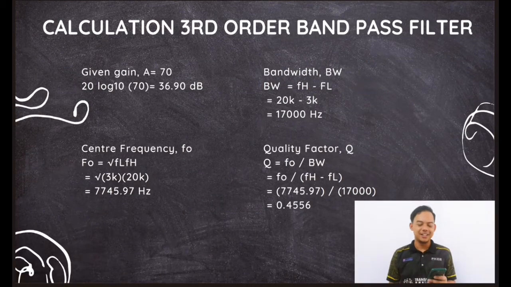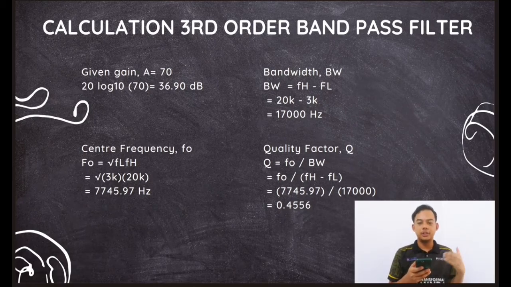So the gain is 70. We use the gain that is given to get the dB. We use the formula 20 log multiplied by gain 70, so we got 36.90 dB. The bandwidth is 20k minus 3 kilohertz, so we got 17 kilohertz.